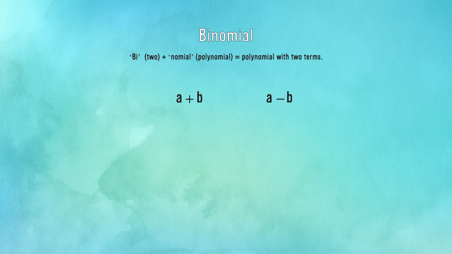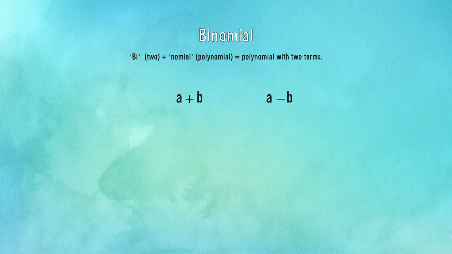First of all, what is a binomial? Bi as in two and nomial from polynomial. Therefore, a binomial is a polynomial with 2 terms. So, a binomial is basically the addition or subtraction of 2 terms. A plus b is a binomial and so is a minus b.